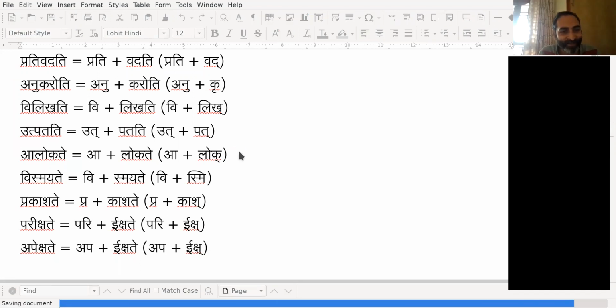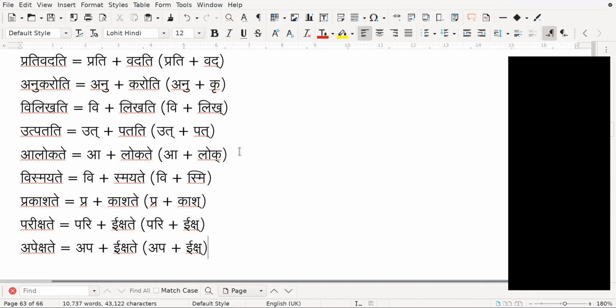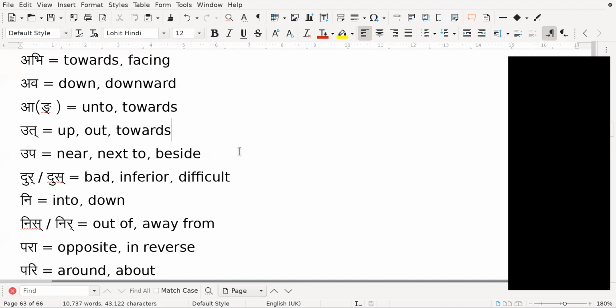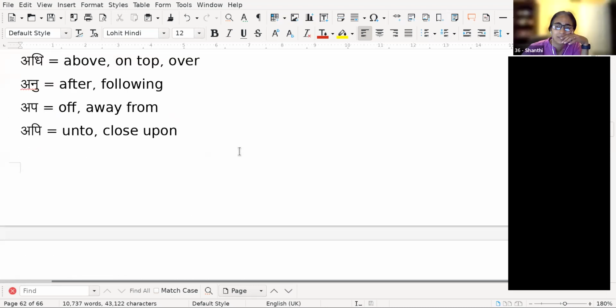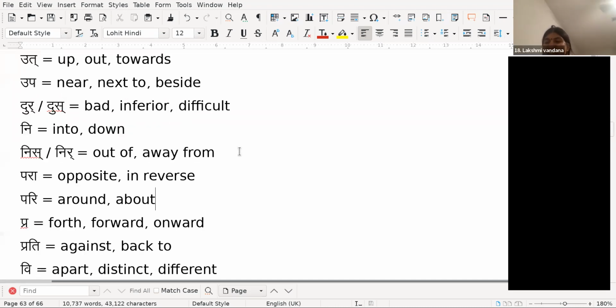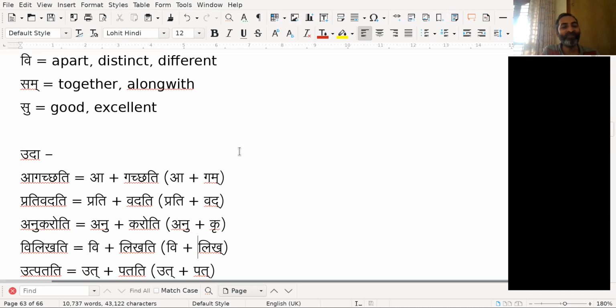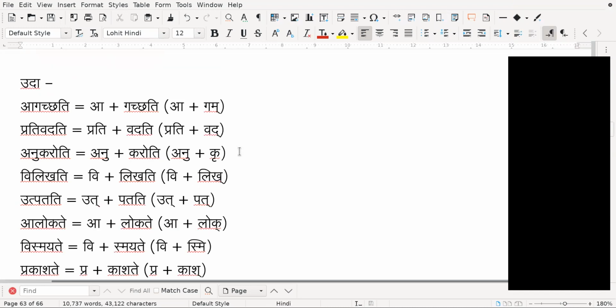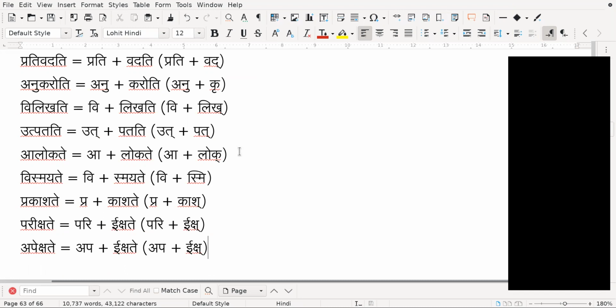Eksh is look. Eksh is like drish. Eksh and drish are samanartha. And what does appa mean? Appa is near, over. So is it away from? Is it expecting? Apekshate is like I'm expecting. Yeah, that's right. Apeksha is expecting. And up ekshat means you are looking over, which means expecting. Basically, it's like that.